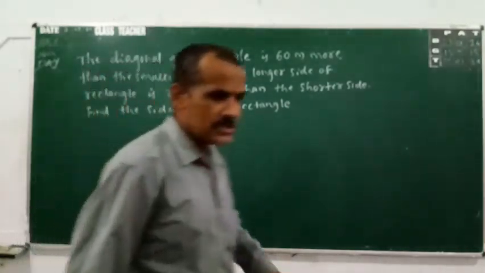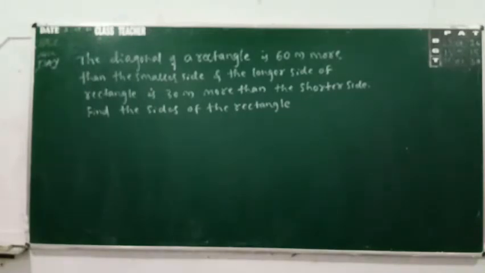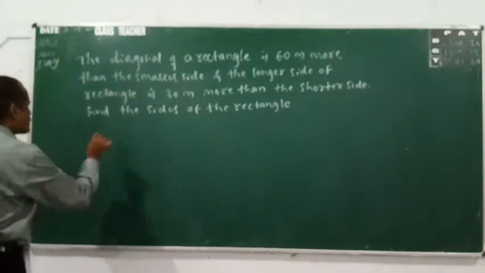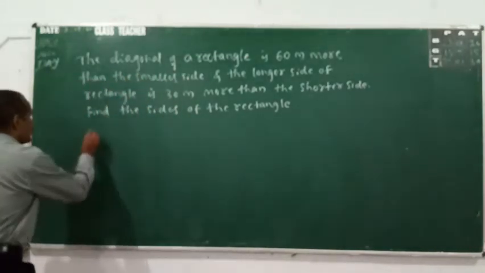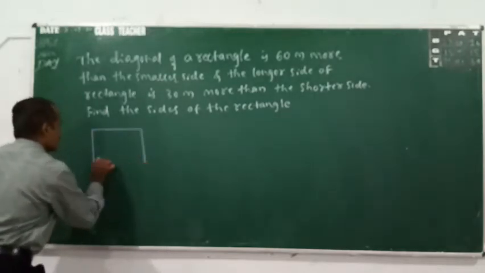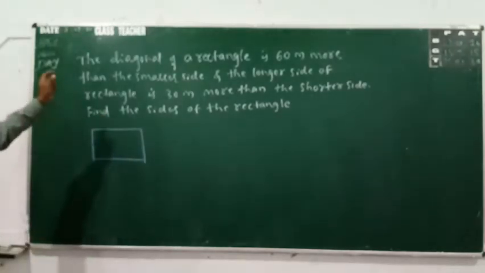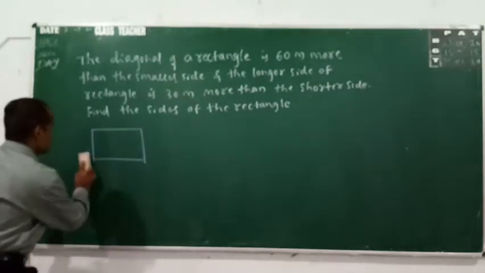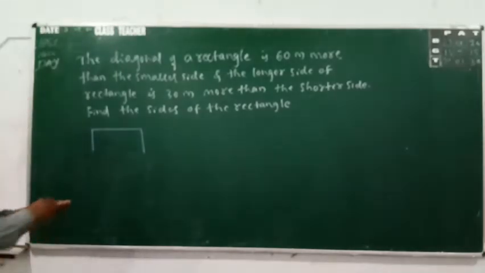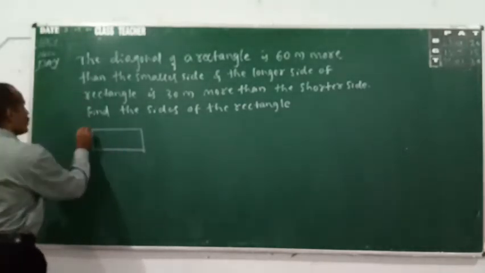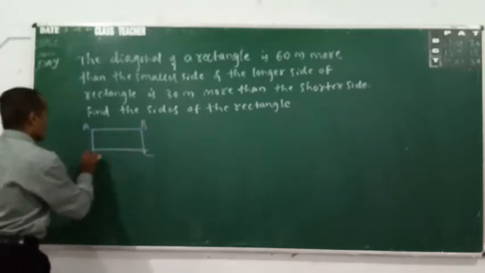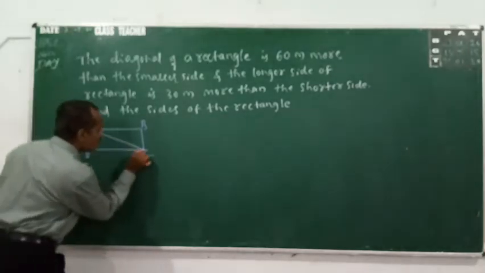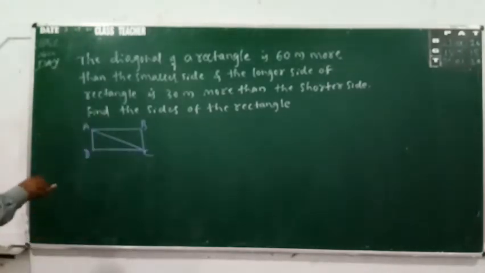Okay, let us understand the problem. What I will do? Let me draw a small figure. This is a rectangle. I will say one side is the longer side, one side is the shorter side. If I want, I can still reduce this so that your shorter side will be clear for you. I will call this ABCD. I will say this is the shorter side, this is the longer side, and this is the diagonal.